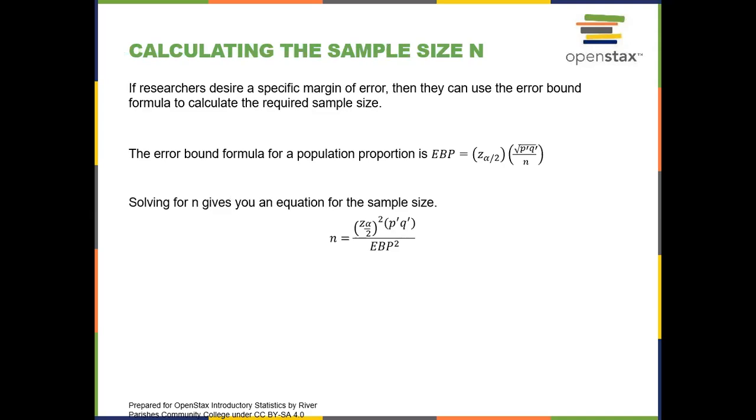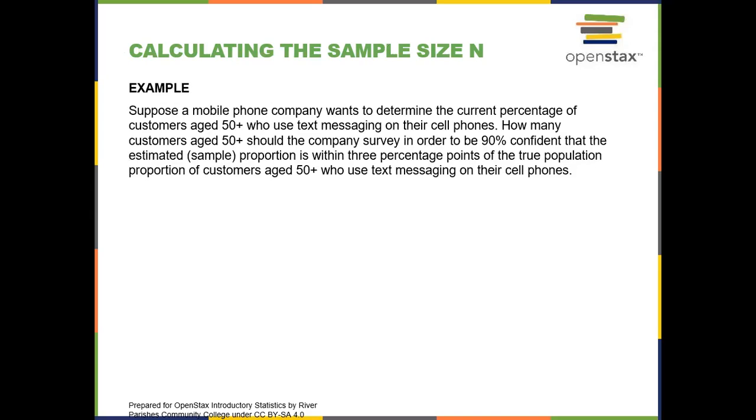Same thing as before. Now we are getting a formula for the minimum sample size, which is n equal to z alpha by 2 squared times p times q. P is the probability of success, p hat, and q hat is the probability of failure, which is 1 minus p, divided by the margin of error squared.